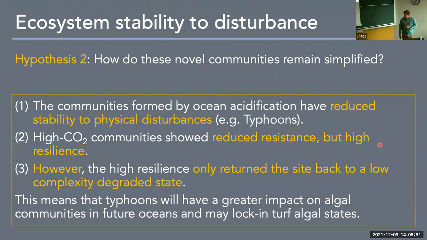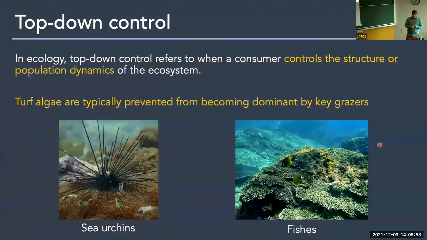Now, one of the other ways in which we can start to control turf algae, the other biological, ecologically driven aspect, is top-down control. Normally in a typical system, particularly in the more tropical areas, algae is controlled by grazing, whether it's by fish or urchins or other things. Generally, it's kept under control, and there usually has to be some upset to the system before that changes.